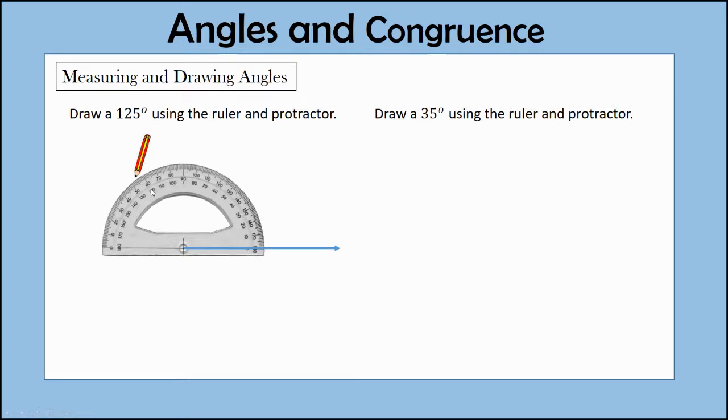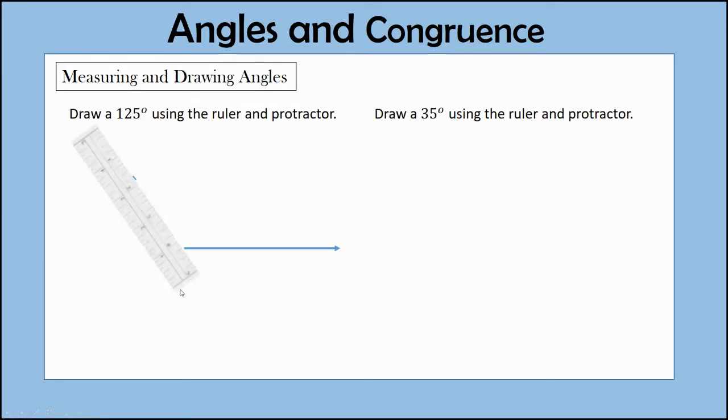You're going to take out the pencil tool and you're going to make a little mark right here at 125 on the outside of the protractor. Okay, then I'm going to get rid of those two, get out a straight edge, and draw my line. Okay, that's going to be 125 degrees. Okay, we'll do it again, draw a 35 degree angle.